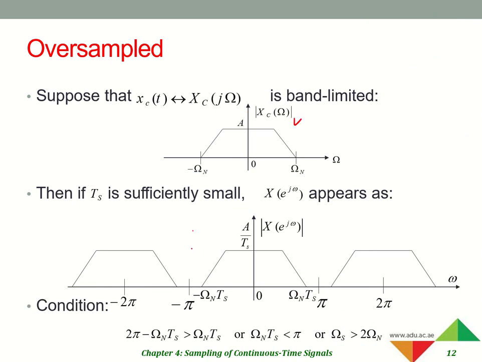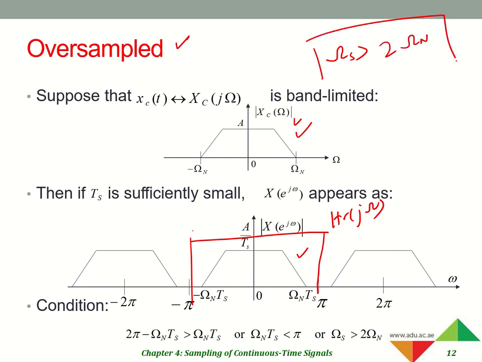So this is our original signal. If we apply a low pass filter here, that can easily filter out this input signal and we will get our original signal. This condition is called oversampled. If the sampling frequency is greater than 2 times omega n, this condition is called oversampled. Oversampled means you are taking more samples and you have enough space between them.